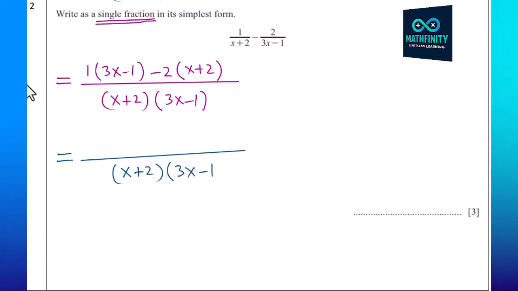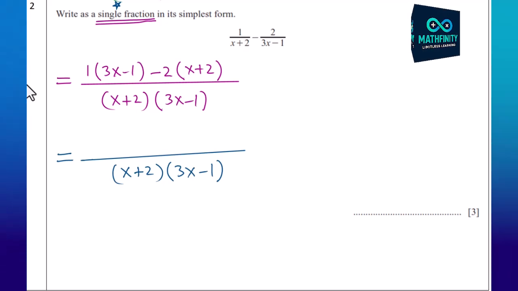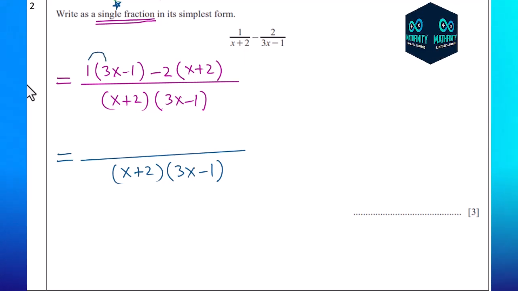But if you want to open, you can. But this is not the requirement, as I already told you, so I will not multiply the denominators with each other. I will keep them as it is. I will just open the numerator.